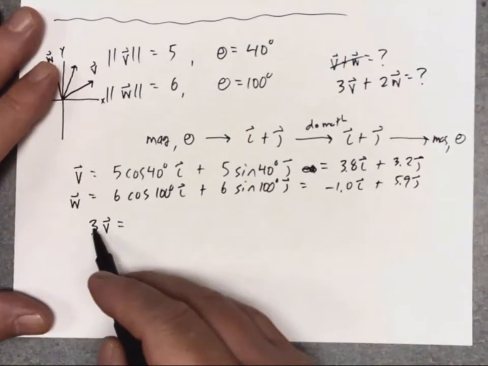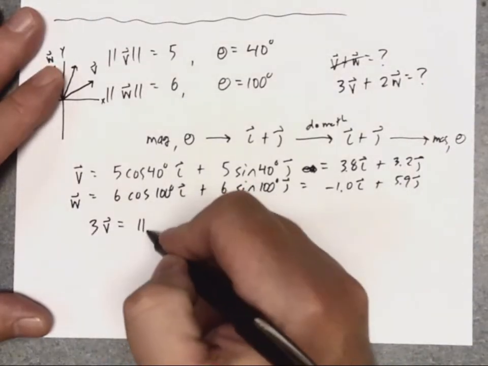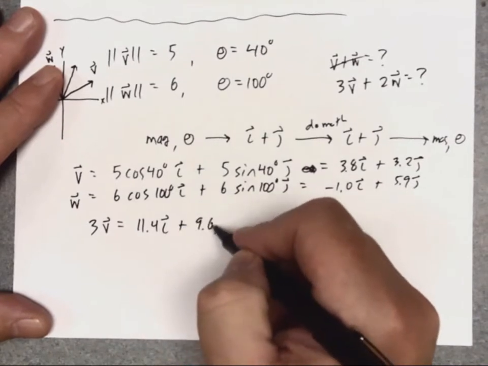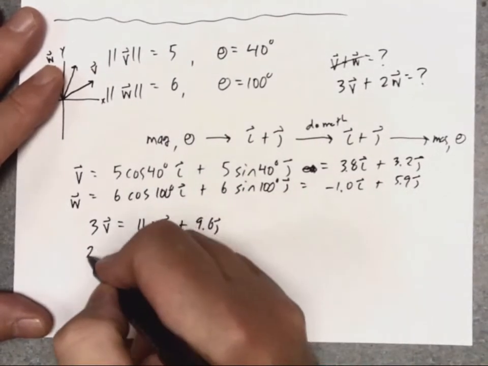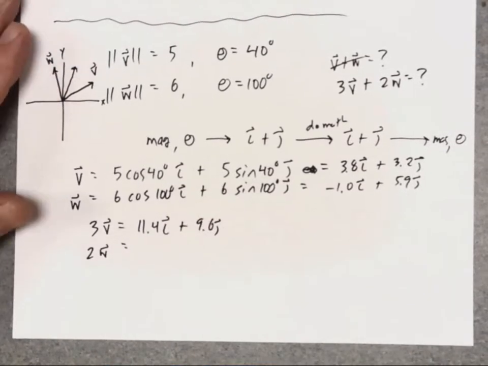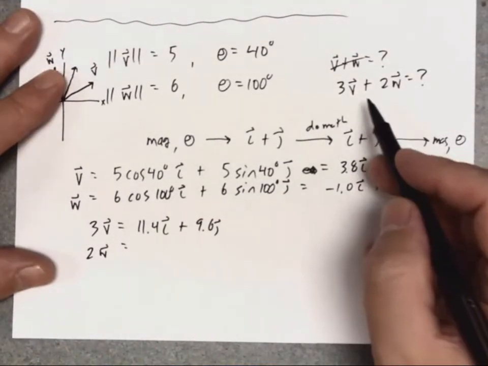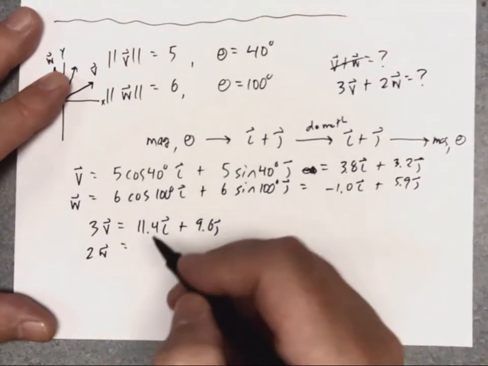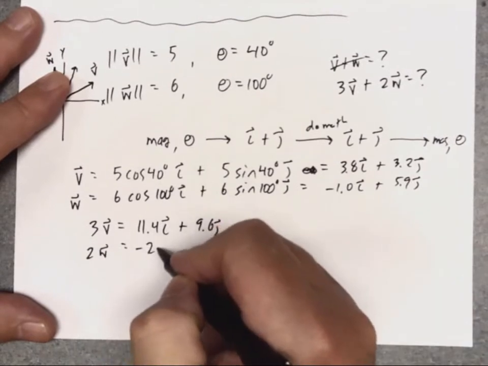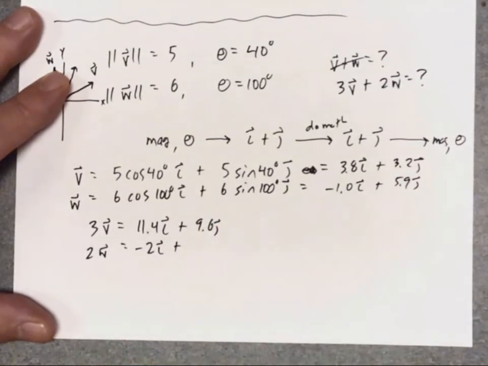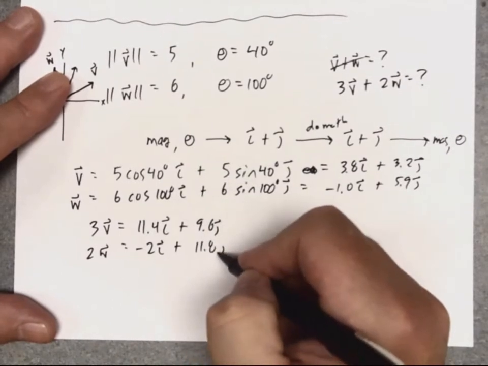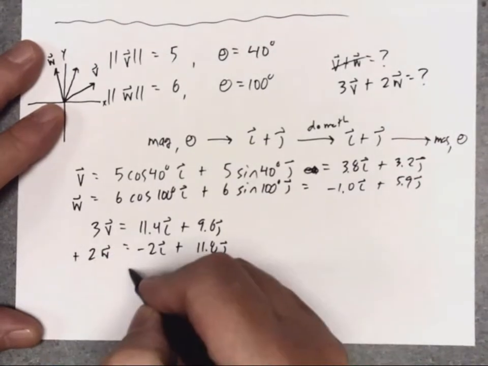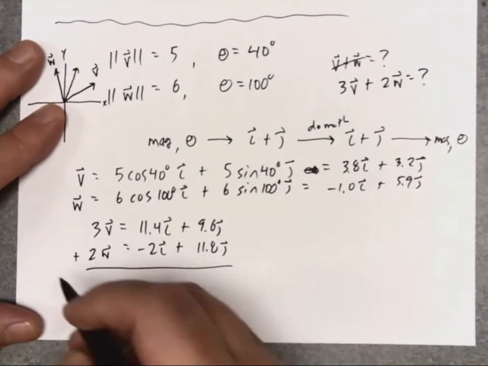I'm going to multiply the v vector by 3, and you get 11.4 i plus 9.6 j. And then, how about 2w? I do that because I'm really looking for 3v plus 2w. So 2w would be negative 2i plus 11.8j.